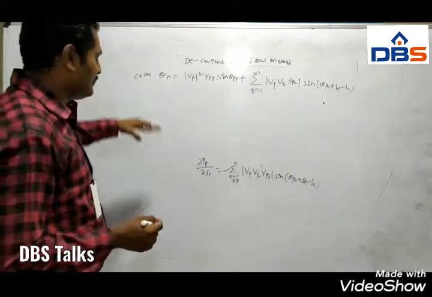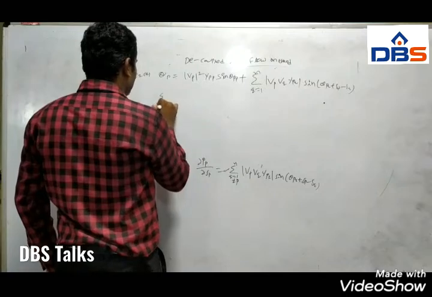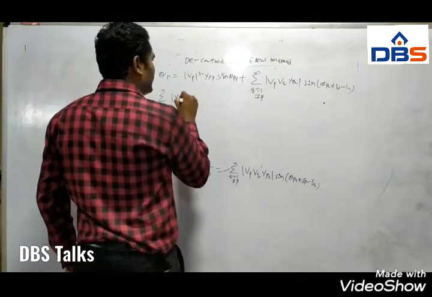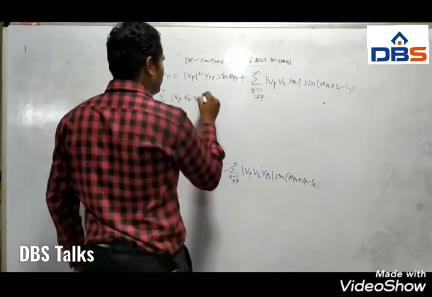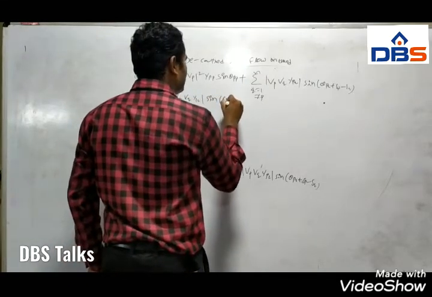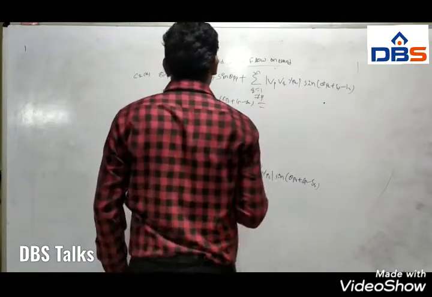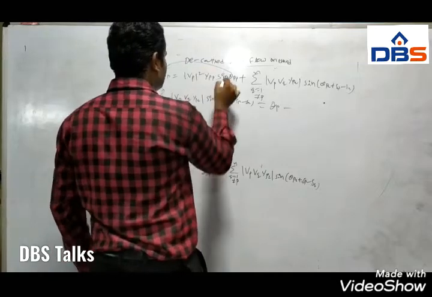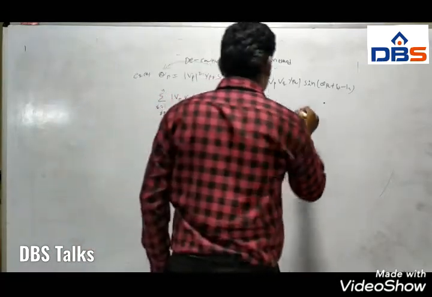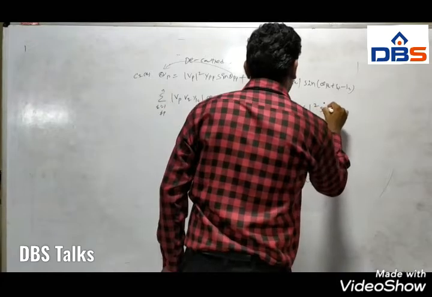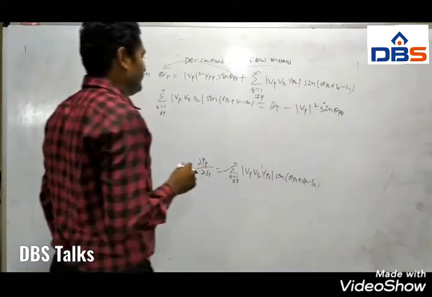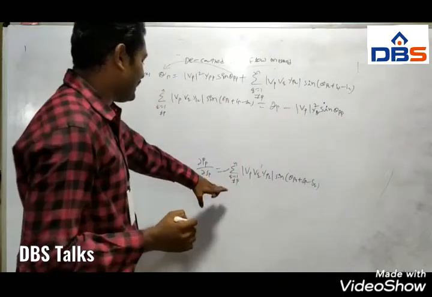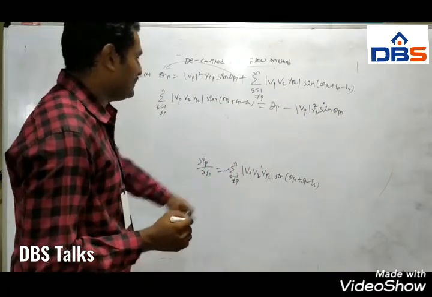So by using this equation, we are taking sigma q = 1 to n, not equal to p, of |Vp||Vq||Ypq| sin(θpq + δp − δq) = Qp − |Vp|² |Ypp| sin θpp. Here we are shifting this term to the right side, so that is Qp minus |Vp|² Ypp sin θpp. So here we are substituting this equation into this one.